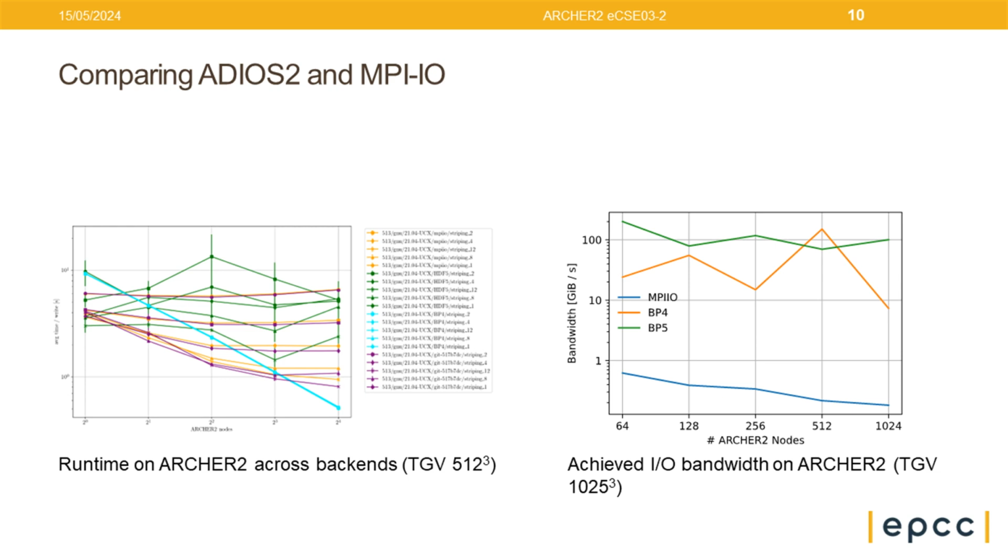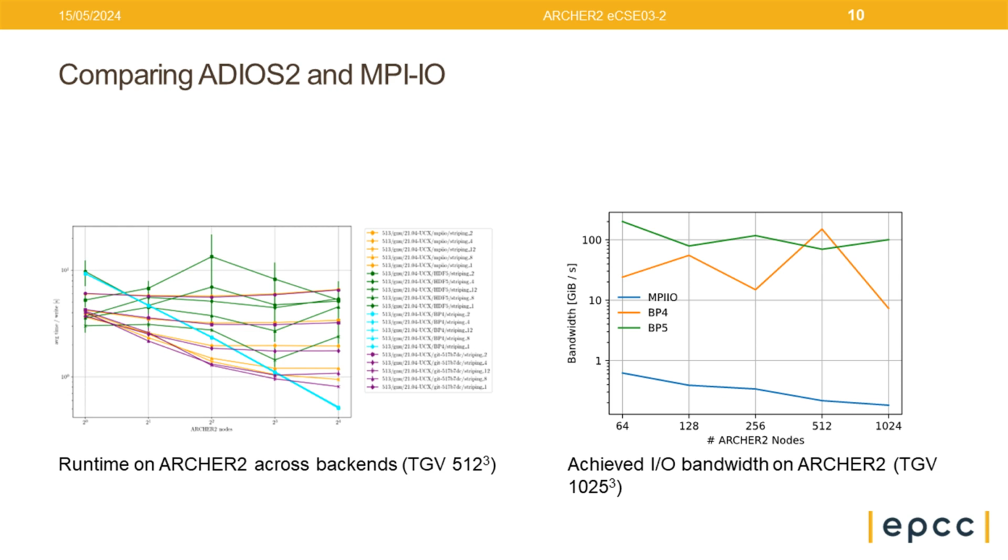The second figure looks at the bandwidth we've achieved. This is concentrating just on the ADIOS2 backends because I've given up on HDF5 at this point, and MPIO. We struggled to get very good performance out of the MPIO backend, whereas ADIOS2 out of the box was working very well. And the nice thing, which we benefited from here, was that by using the ADIOS2 library, we also gain from any improvements they make.